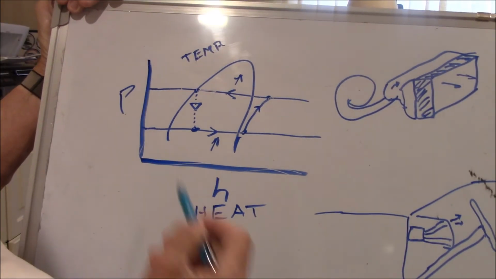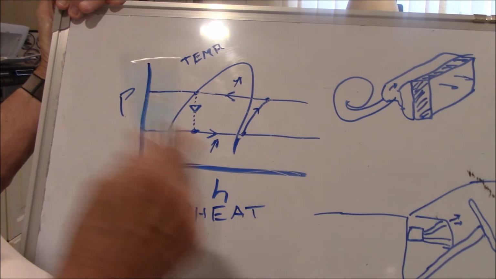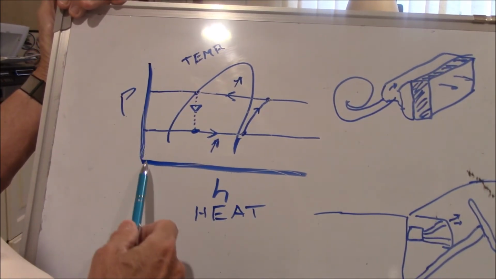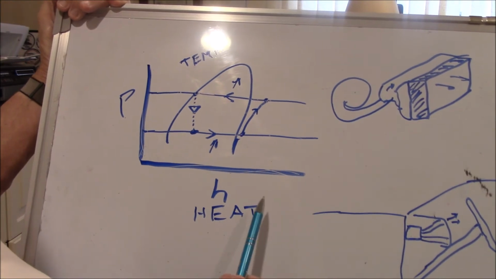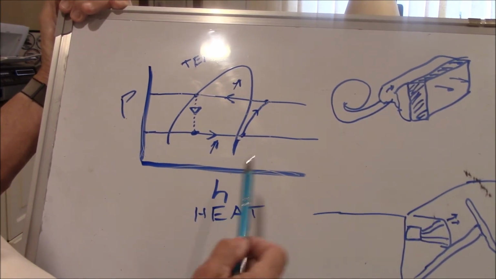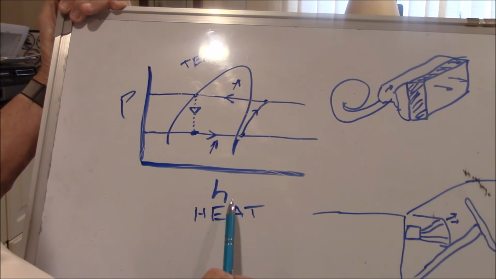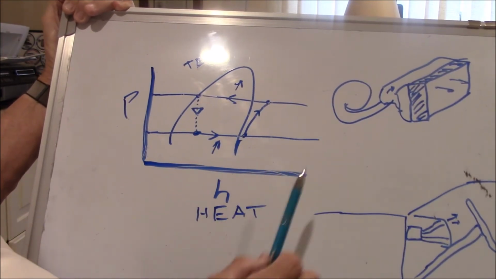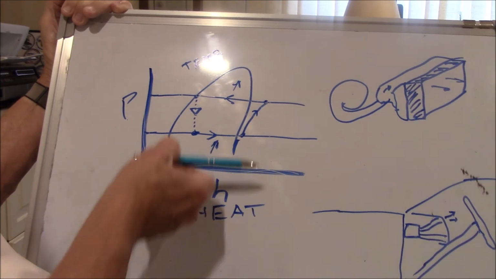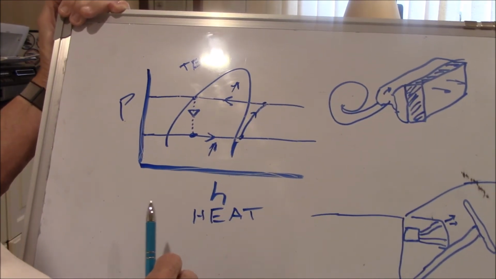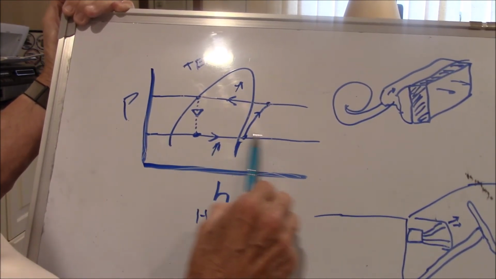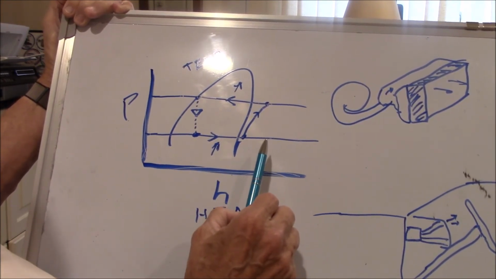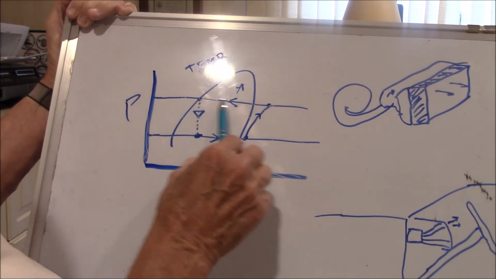Here I show a pH chart. This is the classic description of the refrigeration cycle. Pressure along this axis, heat along this axis. This is the term used as enthalpy, but that's just heat content. As you go across here, the heat content goes up. As you go up, the pressure goes up. This is what we call the low side of the air conditioning system. It's a lower pressure, and this is the higher pressure.